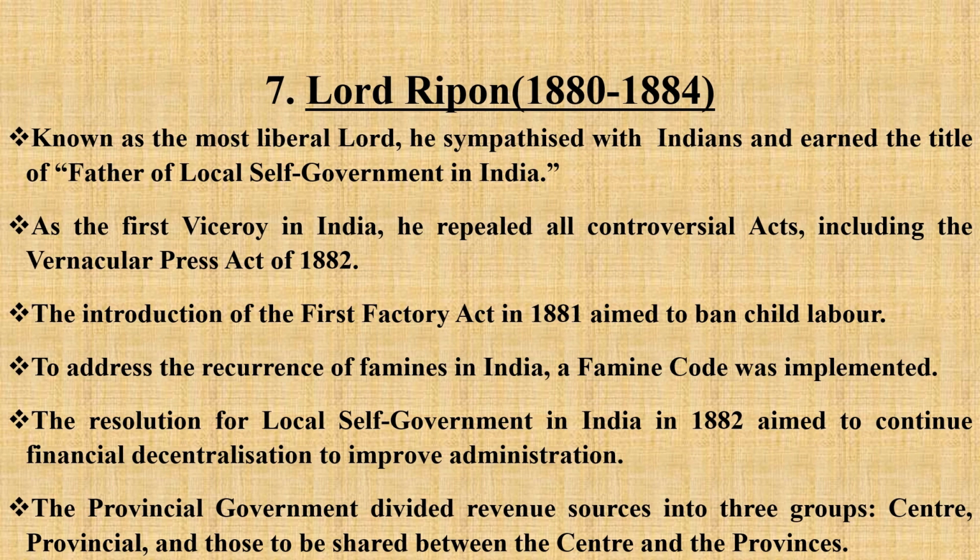To address the recurrence of famines in India, a famine code was implemented. The Resolution for Local Self-Government in India in 1882 aimed to continue financial decentralization to improve administration. The provincial government divided revenue sources into 3 groups: centre, provincial, and those to be shared between the centre and the provinces.